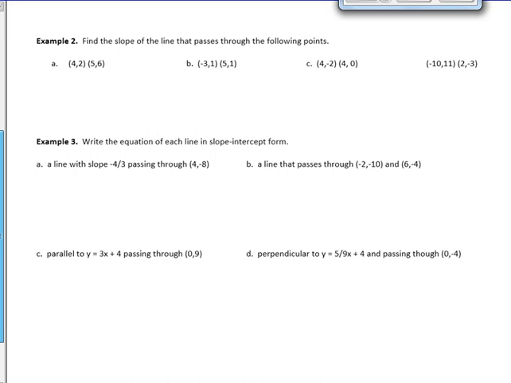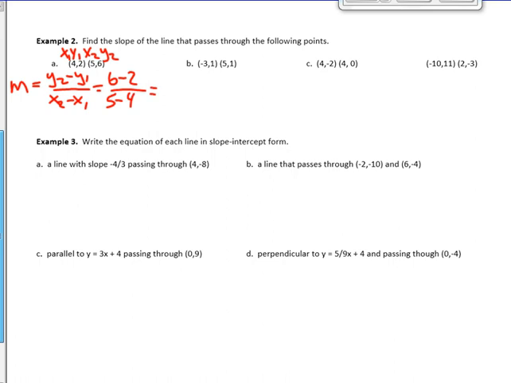Example 2 here, find the slope of the line that passes through the points. So we're going to use the slope equation. m equals y2 minus y1 over x2 minus x1. So we label our points x1, y1, x2, y2. Then I'm just plugging in numbers. y2 is 6, y1 is 2, x2 is 5, x1 is 4. 6 minus 2 is 4, 5 minus 4 is 1, and I end up with 4 over 1.